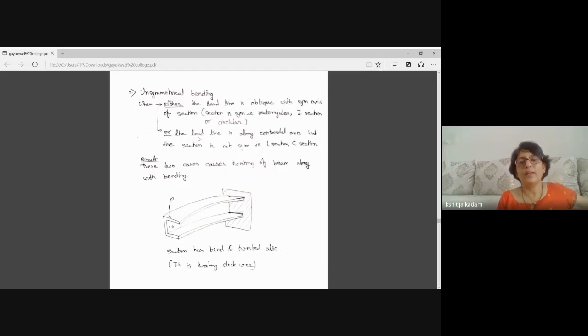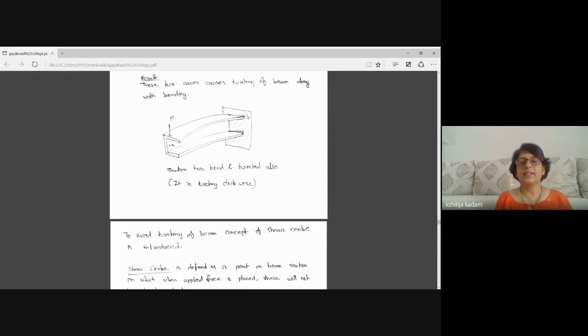And the second variety, when the load line is along the centroidal axis but the section is not symmetrical. The section is an L section or C section. That means the load line is matching with the centroidal axis, but the section itself is not symmetrical. In these two cases, either or, what is the result? The result is that the beam will twist along with bending. This thing is called unsymmetrical bending.